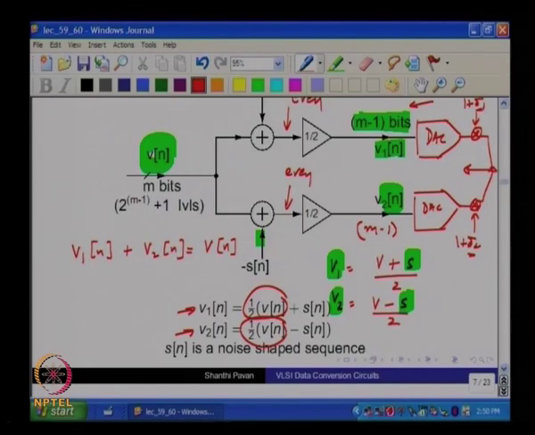Okay. Depending on the gain mismatch. Depending on delta 1 minus delta 2. Okay. So, do you all follow that if there is gain mismatch between these two DACs, the output spectrum will be the spectrum of V plus a small residue whose shape is the same as that of S of n? Is that clear?